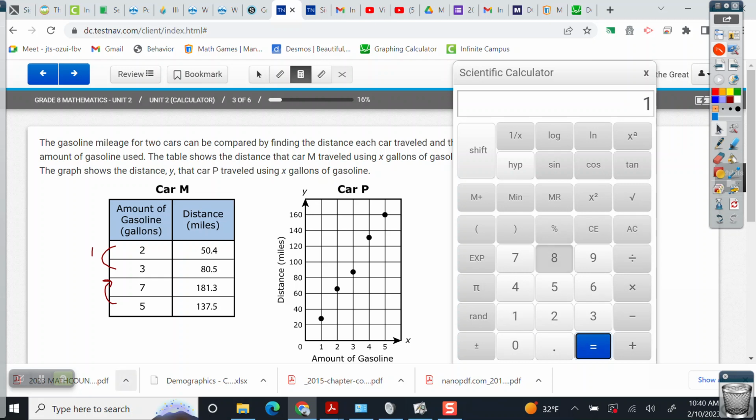So we go 181.3 divided by 7, and I'm going to try that one more time. 181.3 divided by 7, and I get 25.9. All right, so looking here, I have an average miles per gallon somewhere between 26 and 30 miles per gallon.